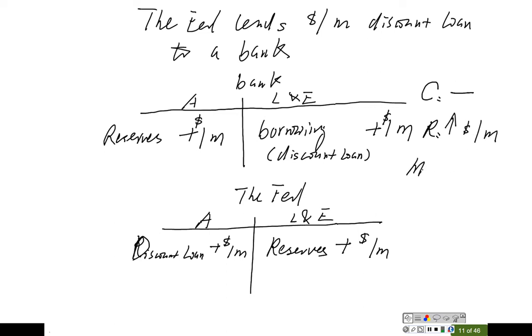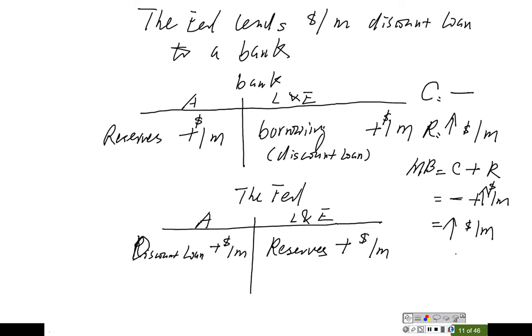What happened to the monetary base? Monetary base is the sum of the currency and the reserve. The currency remains the same. Reserve increased by $1 million. So monetary base increased by $1 million.